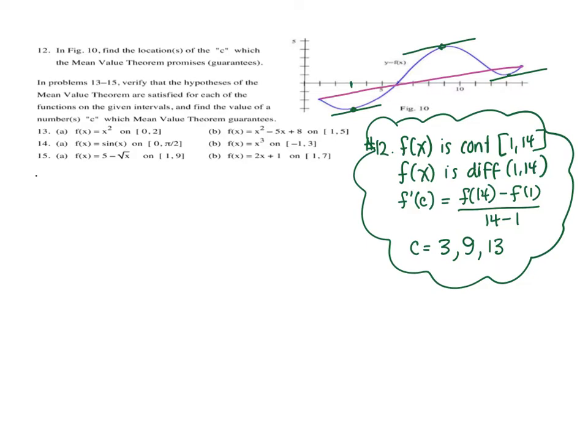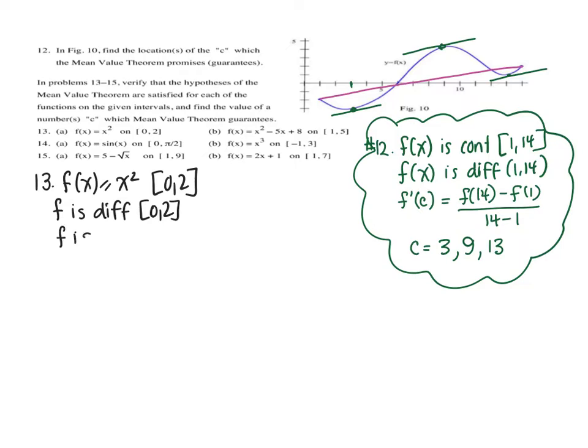So let's start with number 13. Number 13, I have a function f of x equals x squared. I'm told my interval is from 0 to 2. So I have to tell you that f is differentiable from 0 to 2, and it is differentiable because it is a polynomial. F is continuous, mistake already. That needs to be an open interval. And it is continuous from 0 to 2.